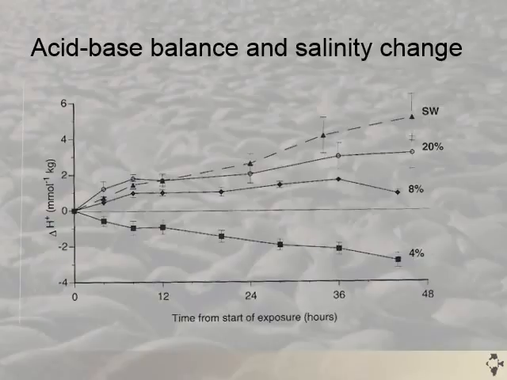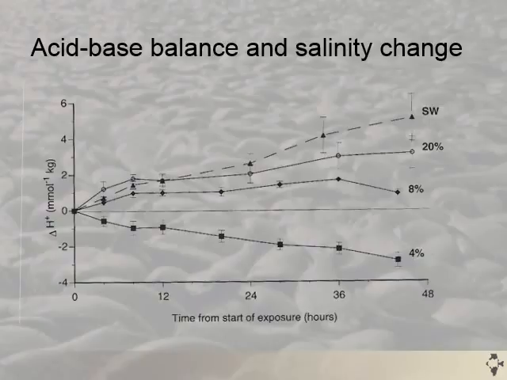That's what this figure is showing you. You have time along the x-axis, and this is essentially the time of exposure of fish to different dilutions of salinity. You can see the very top line, a dashed line with triangles. The SW here refers to full-strength seawater. Then moving down the slide, 20%, 8%, and 4%. These are dilutions of full-strength seawater. So 20% of full-strength seawater, 8%, 4% of full-strength seawater.